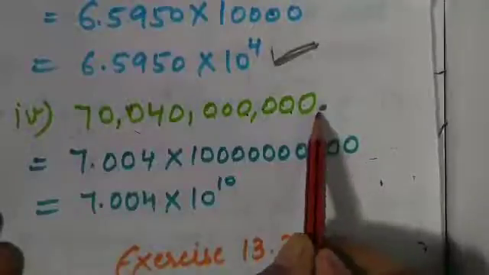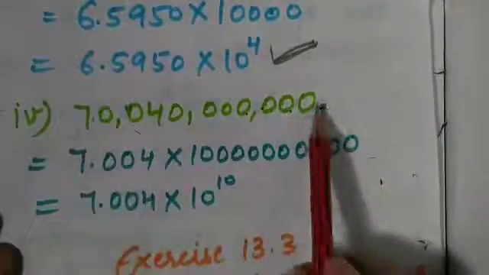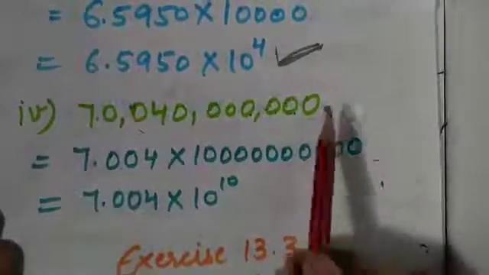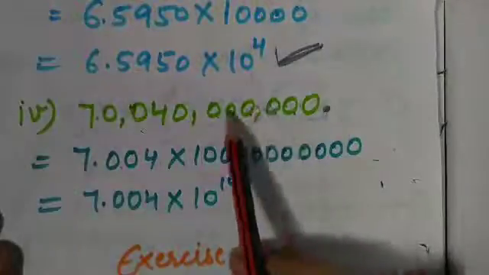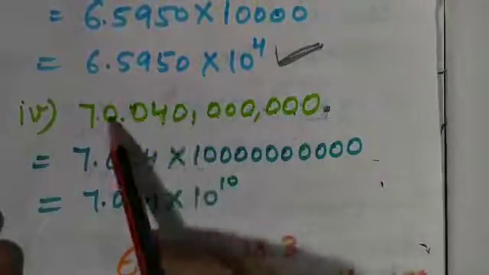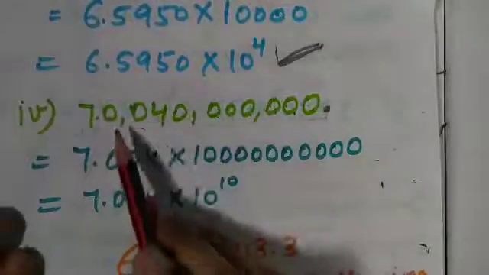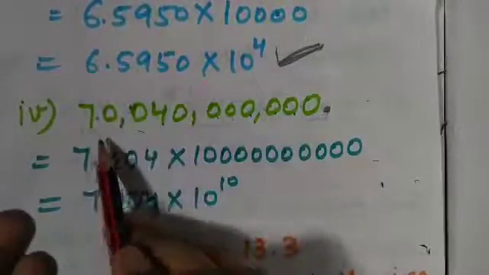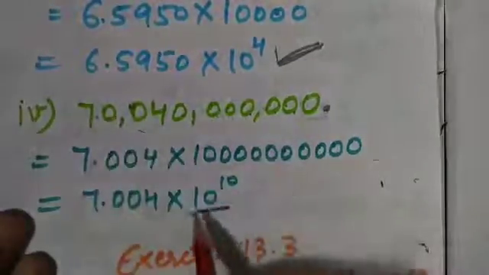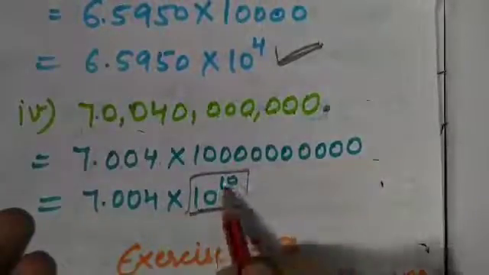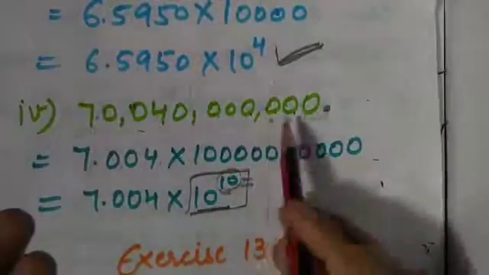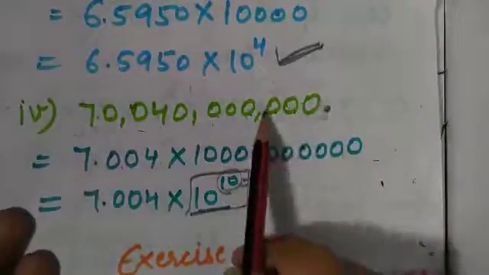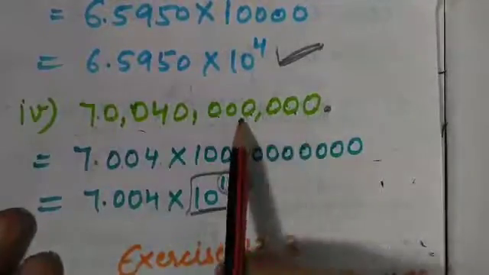Okay, I have to shift the decimal here. So how many places will it be shifted? 1, 2, 3, 4, 5, 6, 7, 8, 9, 10. So it gets shifted by 10 places. So we will get 10 to the power 10 at the end. The power denotes how many places it gets shifted.